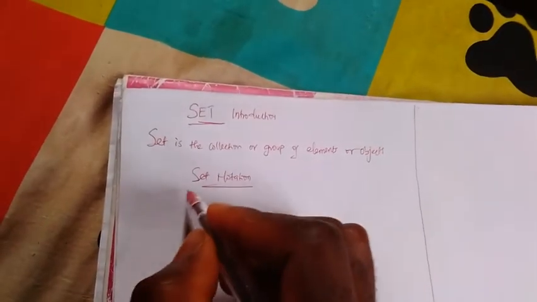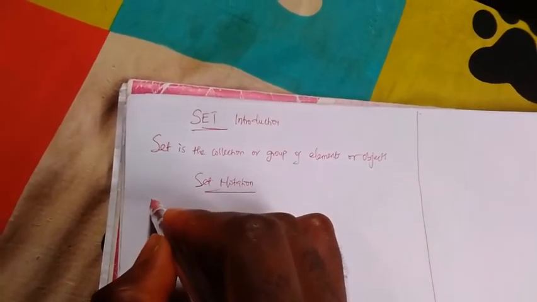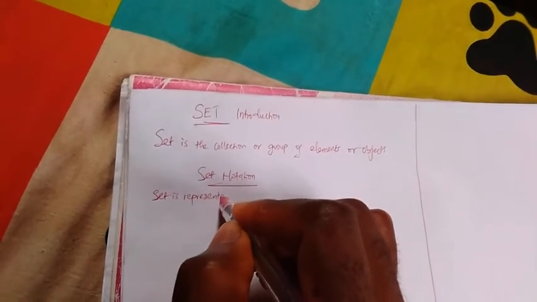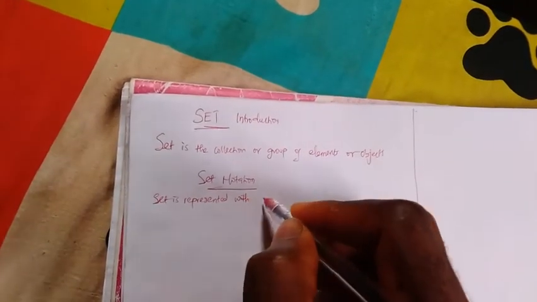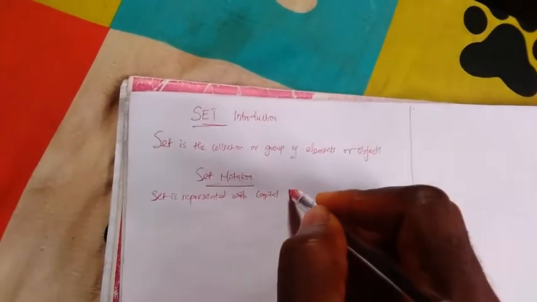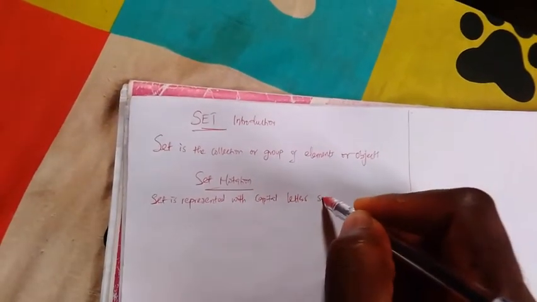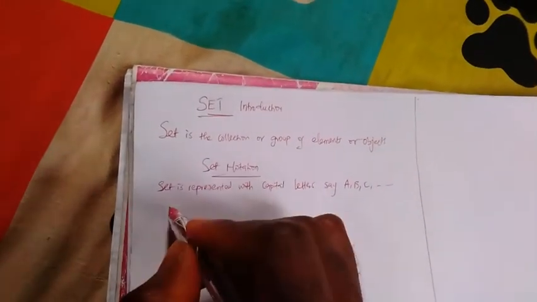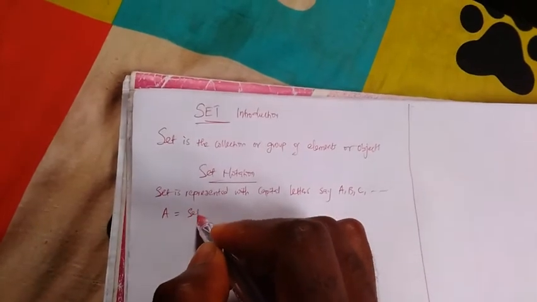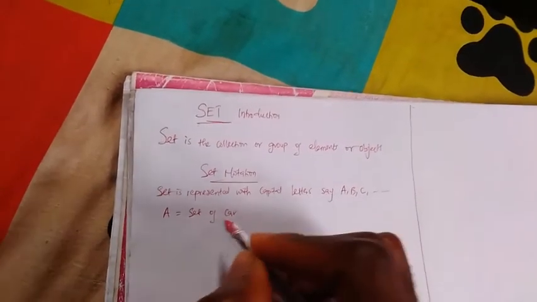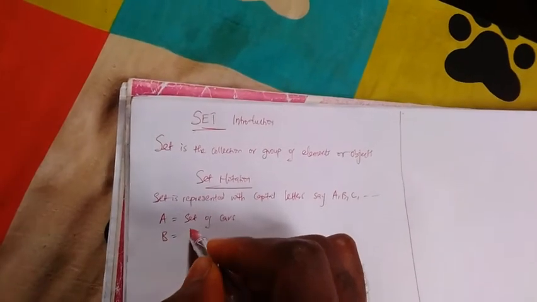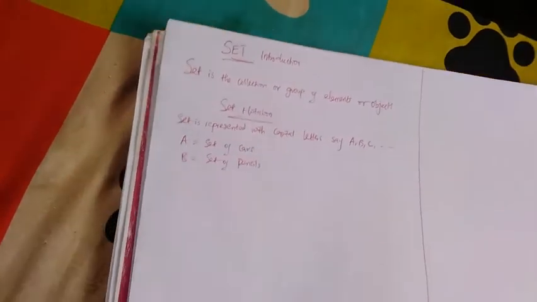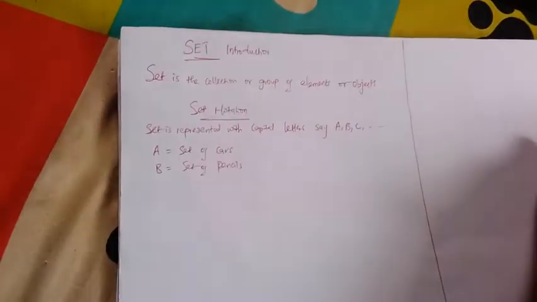And for set notation, a set is represented with capital letters, say A, B, C, and so on, such that A could represent a set of cars, B could represent a set of pencils, and so on. That's how to represent a set.